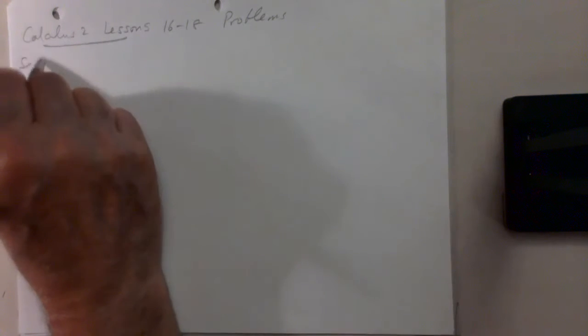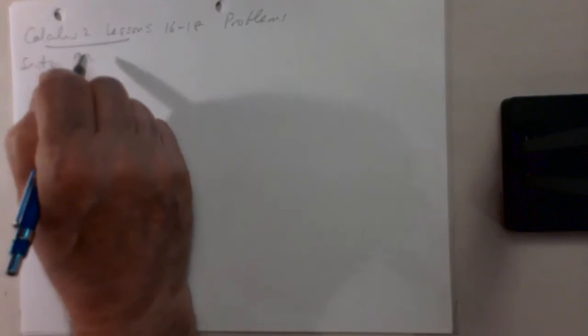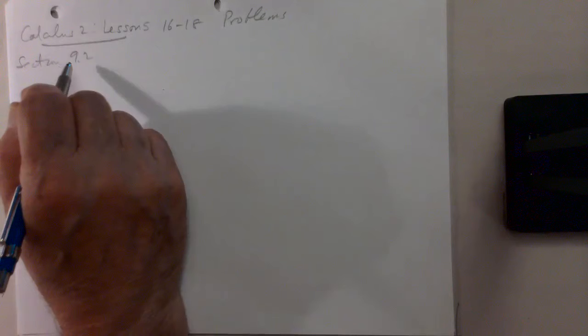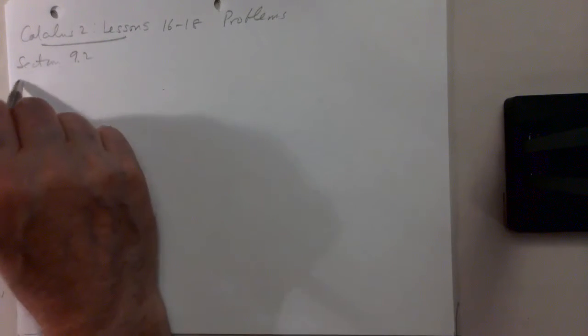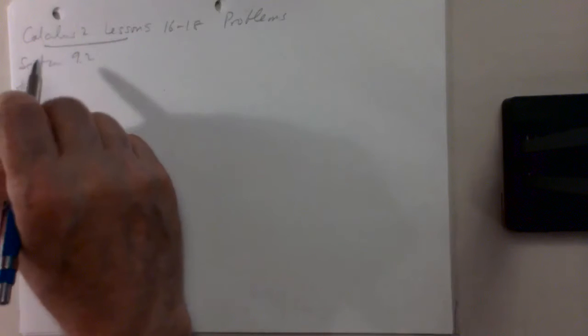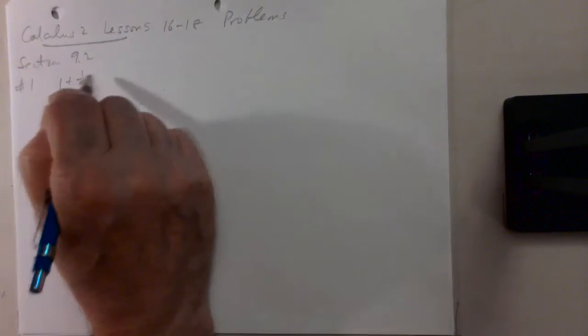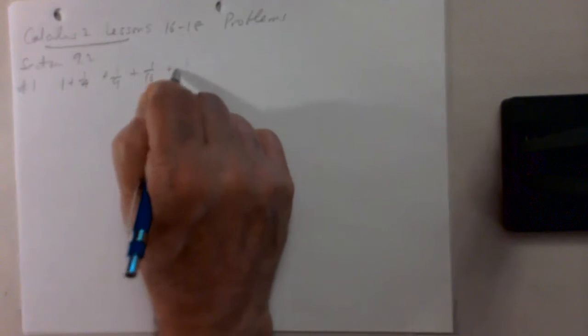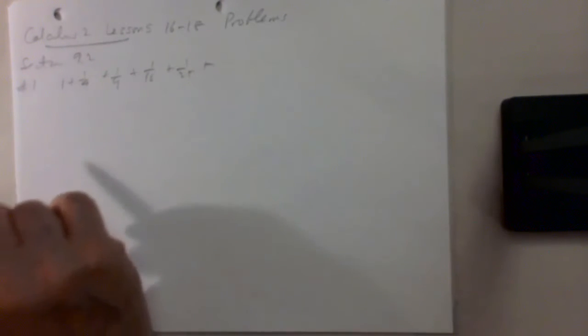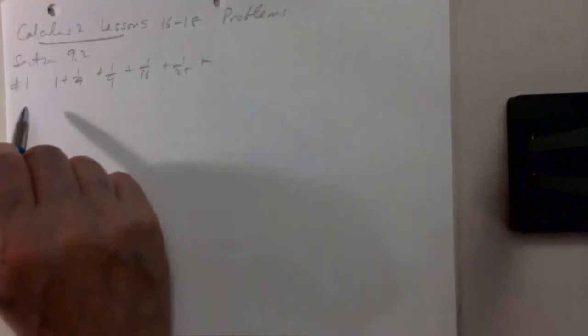So in this lecture, I'm just going to do problems from the homeworks on infinite series. I'll start in section 9.2. So problem number 1, we have an infinite series that starts like this, and we're asked to compute the first 5 partial sums.